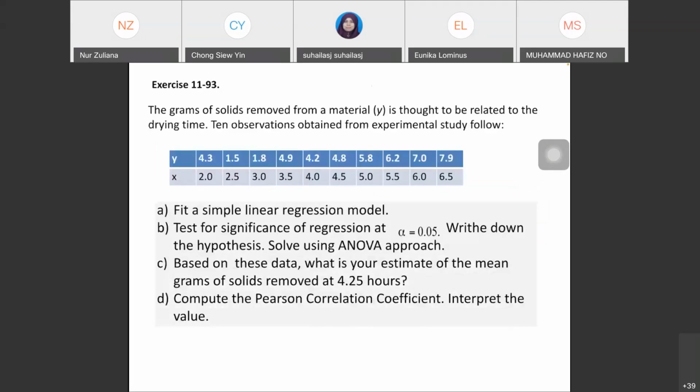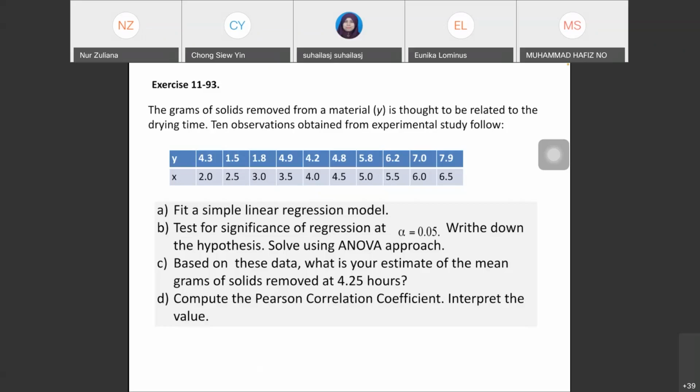Terima kasih. So kita try the last one. Ini bukan exercise 11, ini extra exercise which is not in your module. Okay. Again, you use your calculator, clearkan your punya data in your calculator. Okay, kita ada X, kita ada Y variable. The gram of solid removed from a material Y is thought to be related to the drying time. Maksudnya X kamu adalah drying time, Y kamu dia punya amount of gram tadi. Okay. So fit a simple linear regression and then test for significance of regression at alpha 0.05.